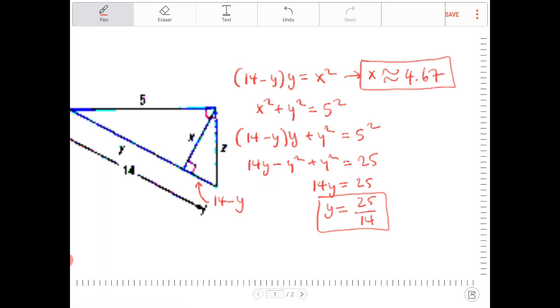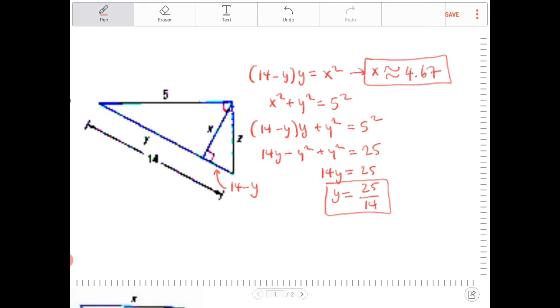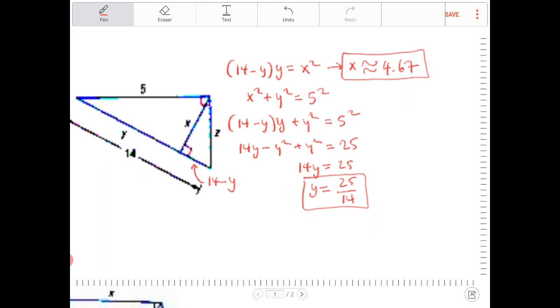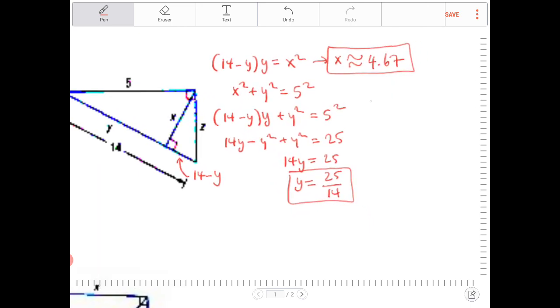So once I get x is approximately 4.67, I can then solve for what z is. Actually, I can solve for z without going through all that. I can do 5 squared plus z squared is equal to 14 squared. So z is equal to the square root of 14 squared minus 25. And what is that?